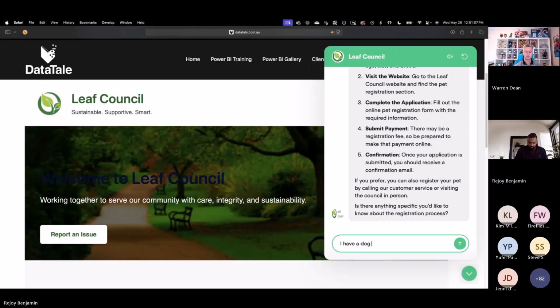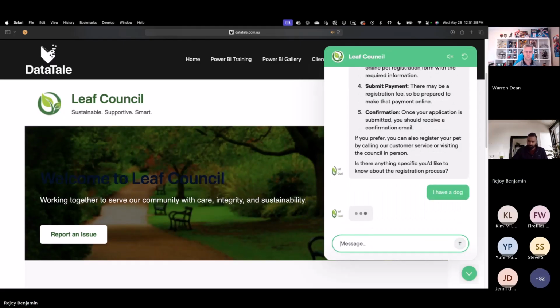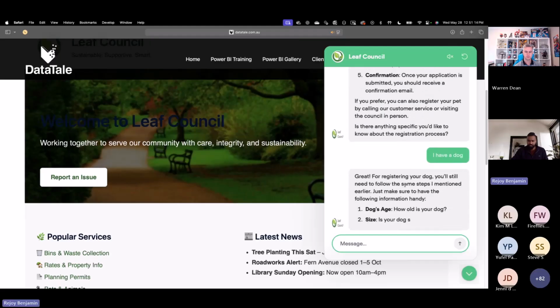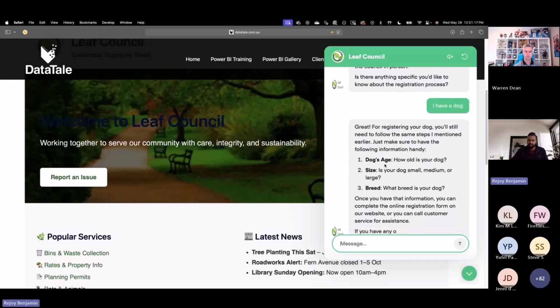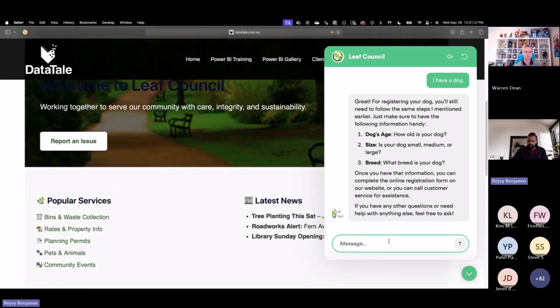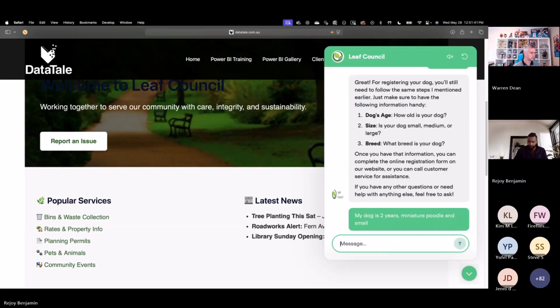And we'll see what it says. For registering your dog, you need to follow the same steps as mentioned above, and I also need some information that will be handy for me. So how old is my dog? What size is my dog? Is it going to be small, medium, or large? And what's the breed of my dog? So I'm going to say my dog is 2 years, miniature poodle, and small.